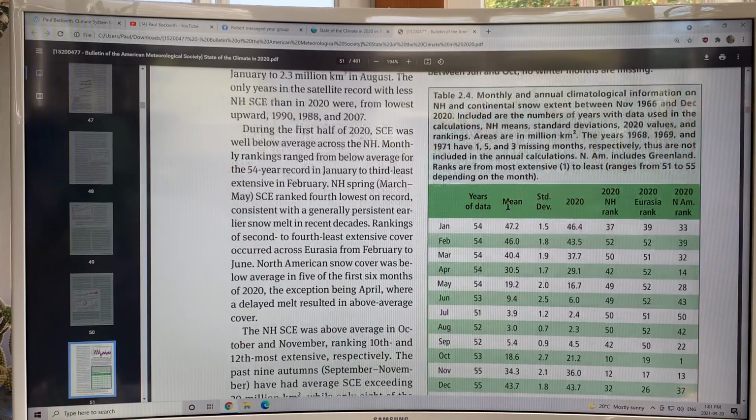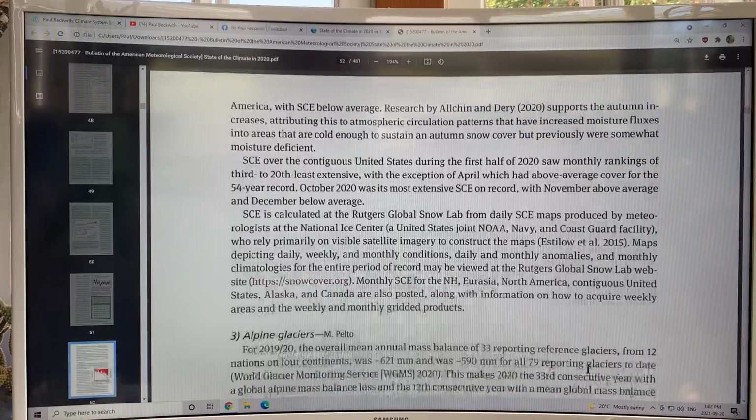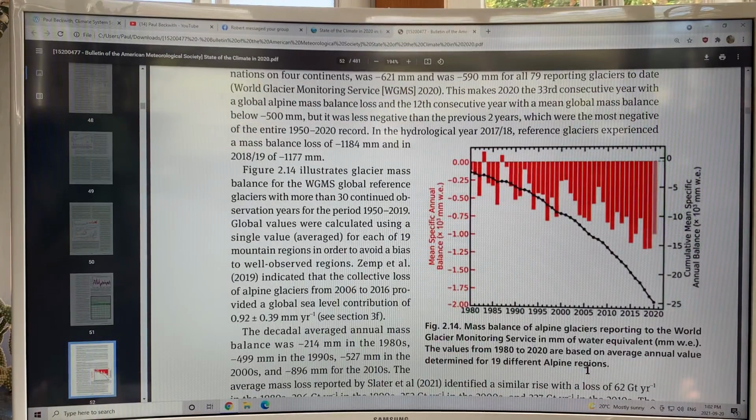This is the snow cover. This is northern hemisphere continental snow extent between November 1966 and December 2020. Areas are in millions of square kilometers. Okay, so this is by months of the year, and you can see that snow cover in the spring is way down. July and August, way down. This is the annual average in millions of square kilometers. Okay, so we're losing snow cover. It's causing the Arctic to greatly warm.